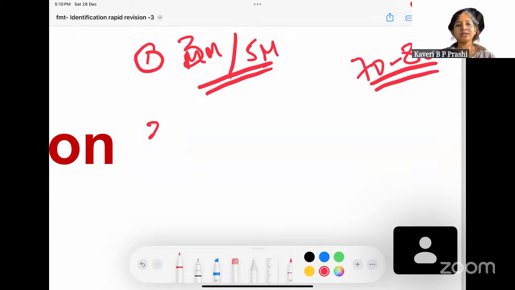This is number 1. Number 2, in each of these revision classes, I'll be giving you pro tips, as I told you. In yesterday's class also, I gave you certain tips, and in this class also, I'm going to give you certain tips.